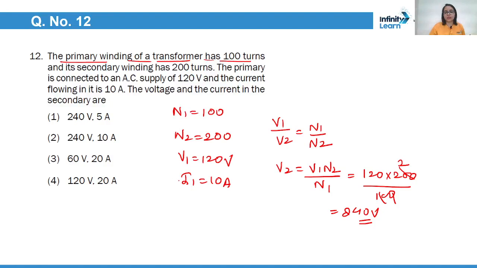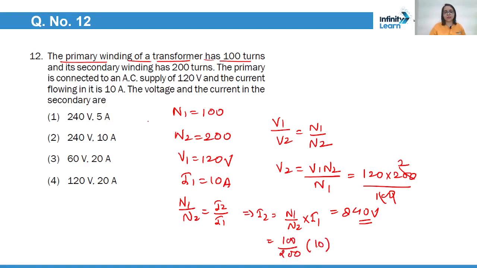Right, now we know that N1 upon N2 is equal to I2 upon I1. Right, so I2 will be N1 upon N2 into I1. So it is 100 divided by 200 into I1 is 10. So it is 5 ampere. So correct answer is option 1.